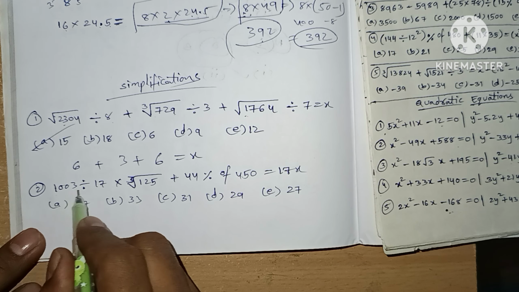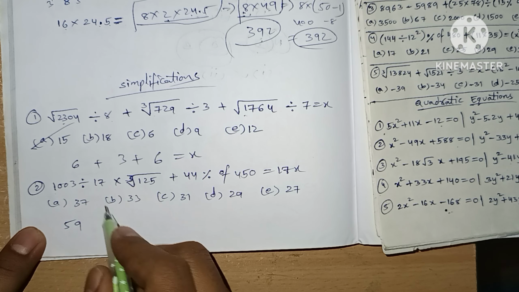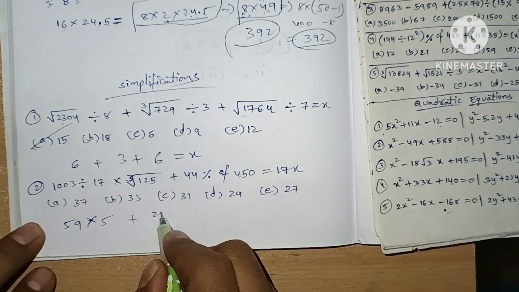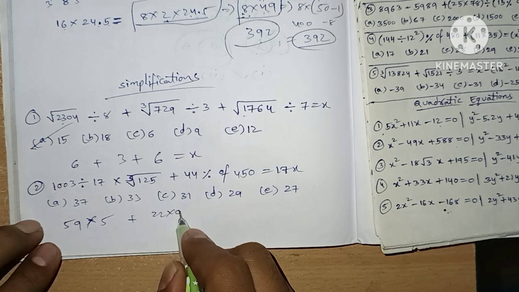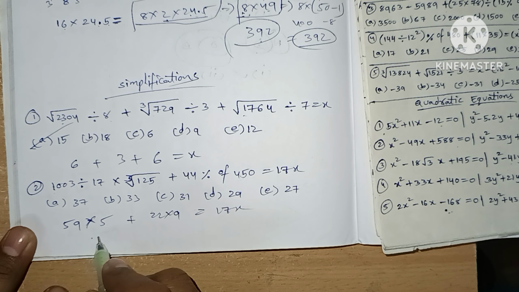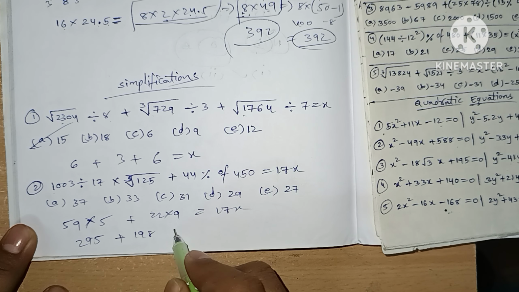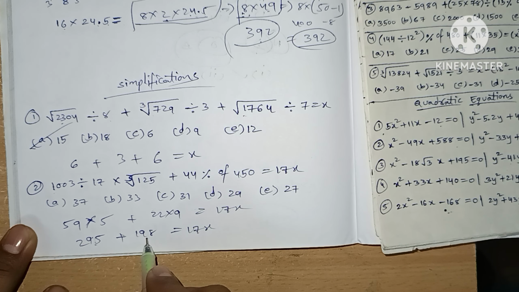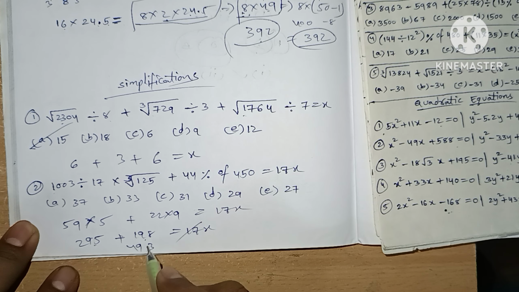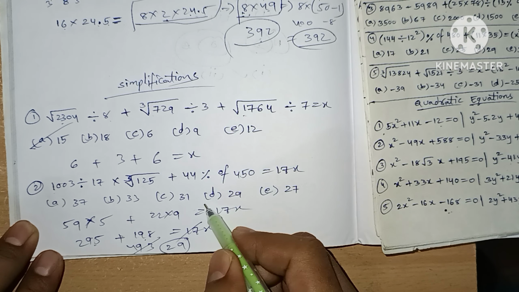Question number 2. 1003 divided by 17. 17 5 times and 9 times into cube root of 125, which is 5 times, plus this is 22 into 9 times equals to 17x. 592 plus 198 equals to 17x. 3 and 9 4 equals to 17x. 17 2 times and 9 times. So our answer is 29. Option D.